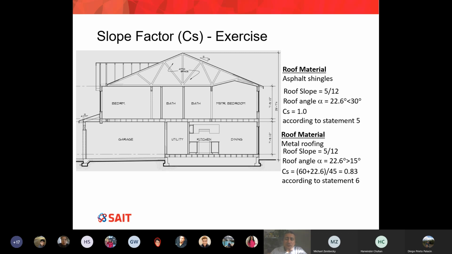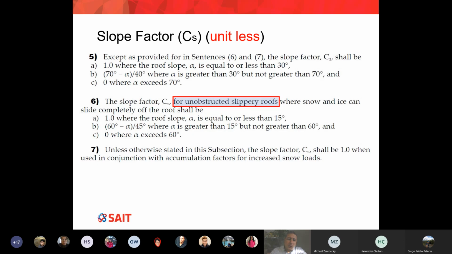And remember, if you go back to statement number 6, the limit is not 30. If you have a slippery roof, the limit is 15. And because the number is more than 15 degrees, it means we should reduce the snow a little bit. How? If you go back to this equation here, we need to use the equation in item B. So 60 minus 22.6, and then finally divide by 45, and this will give you your factor.